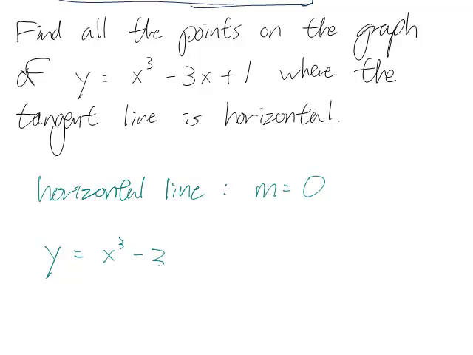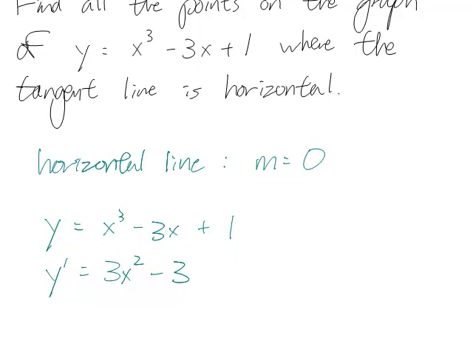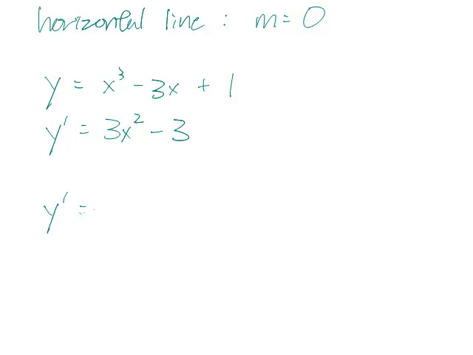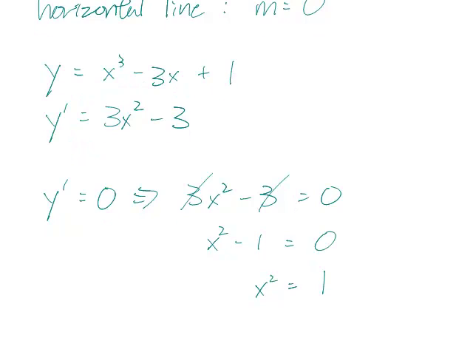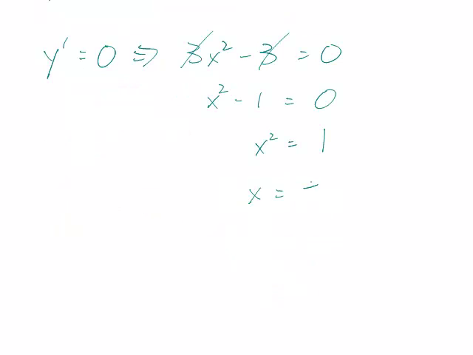So before we figure out when that's 0, we have to find it. Let's take the derivative. Power rule says 3x squared minus 3, and the plus 1 part goes away because the derivative of plus 1 is 0. And so now we want to set y prime equals 0. So y prime equals 0 means that 3x squared minus 3 equals 0. Can divide both sides by 3. So I'll get x squared minus 1 equals 0, x squared equals 1. And this means that x is equal to plus or minus 1, because the square root of 1 can be positive or negative in this equation.